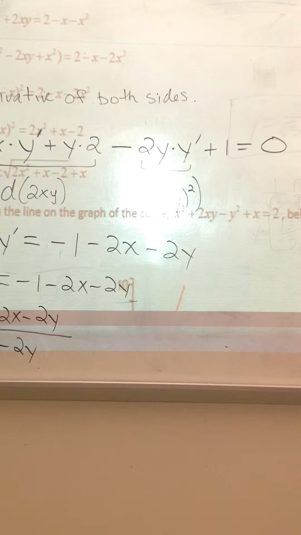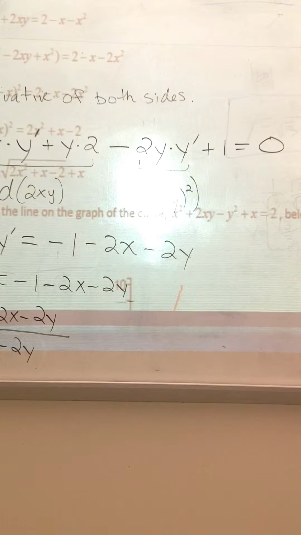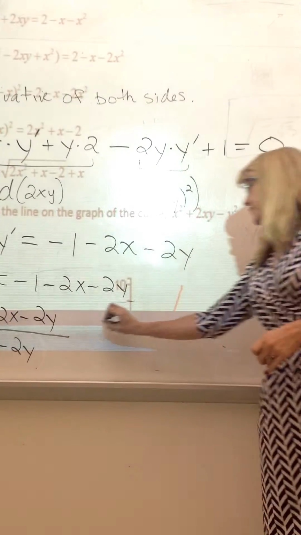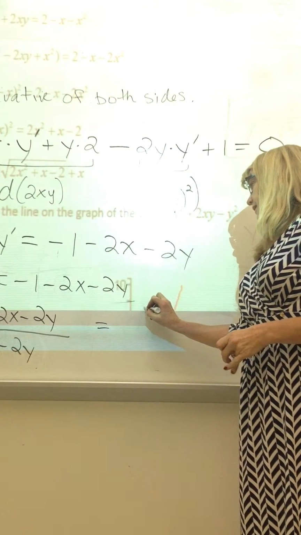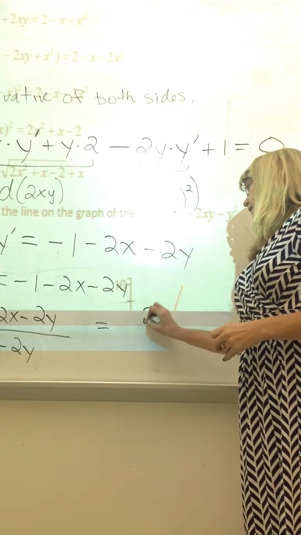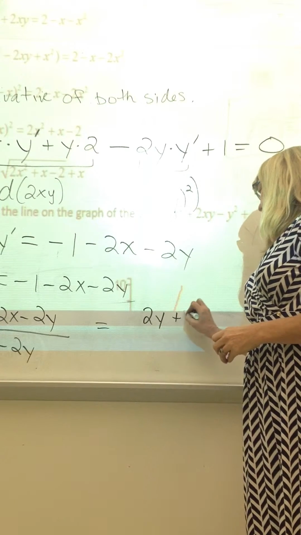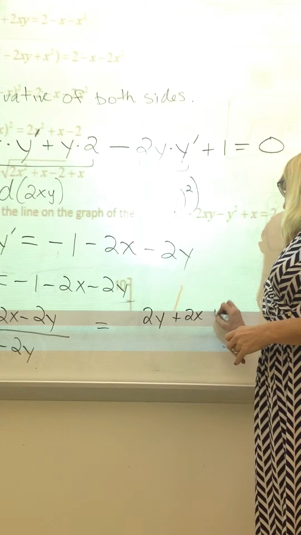When it came to getting y prime on one side, rather than move the x values, I moved the y values. And that gave me what I think is the right function, but it's different. It's 2x plus 2y plus 1 all over 2y minus 2x.